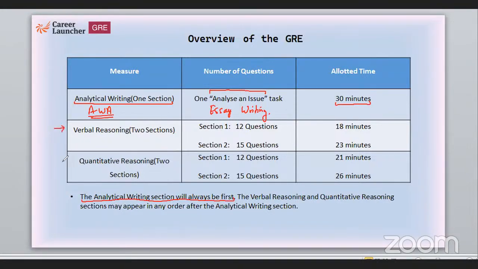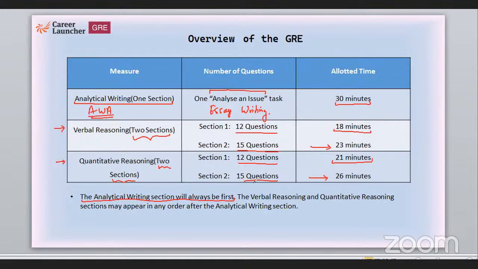Second and third, these are the two domains of the exam, verbal and quant. In both domains, you'll have two sections each, and the number of questions is the same. In verbal, you have 12 questions in the first section and 15 in the second. Same in quant, 12 questions in the first one, 15 in the second. But the timing is different. Verbal has 18 minutes for the first section, but quant has 21 minutes. Same way for the second section, verbal has 23 and quant has 26 minutes.